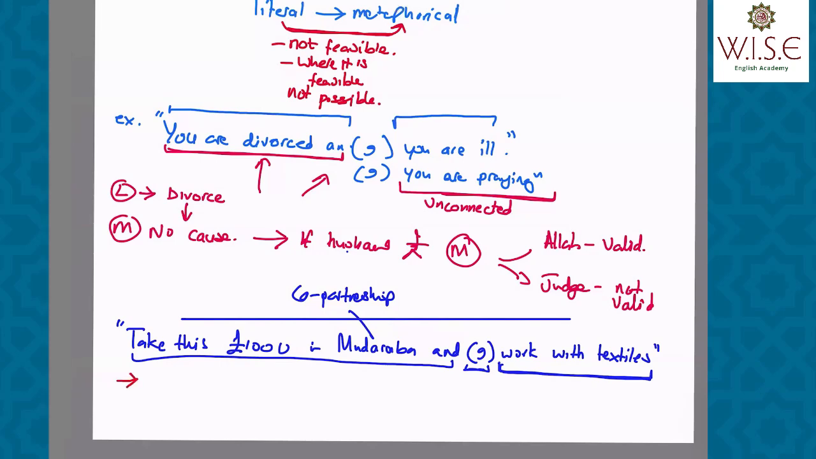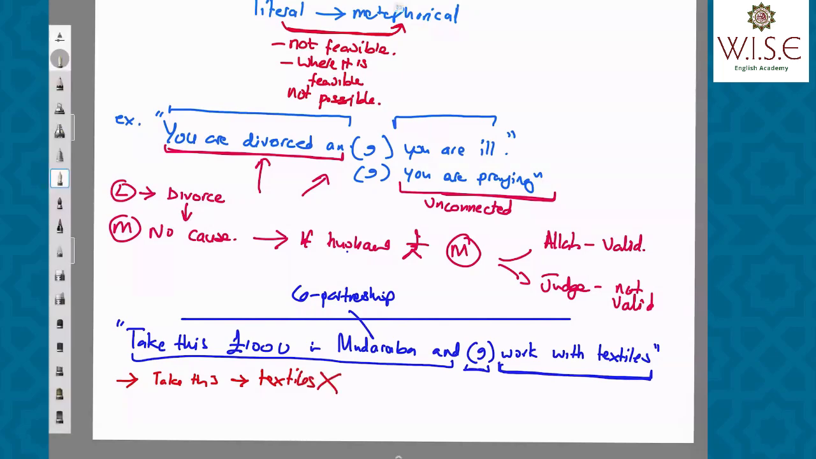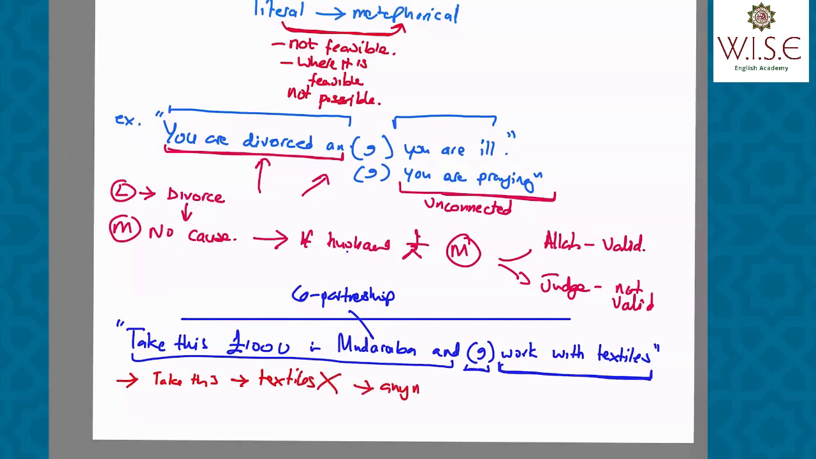So here's what we're going to do. The ulama, the scholars, say in this example that the work won't be restricted to textiles. In other words, you can take that £1,000 and spend it on anything you want. He's not saying take this conditional to textiles. It's not conditional. You can invest it in anything.